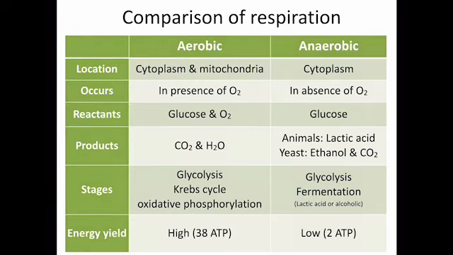And lastly, the energy yield from each of them. Aerobic respiration has a massive energy yield, 38 ATP, whereas anaerobic respiration has a very low yield, only 2 ATP. It's worth noting that the products of anaerobic respiration in humans or in animals, that lactic acid which is produced, can be completely oxidized, it can be completely broken down, so that even if you've done anaerobic respiration in your muscles, it can then continue on in the aerobic processes once there is sufficient oxygen for that to occur.